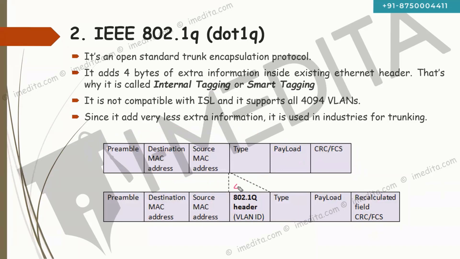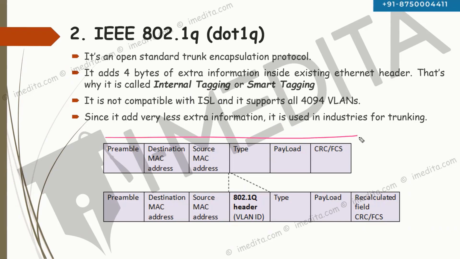It is just going to add 4 bytes of extra information in between the source MAC address and the type field. That 4 bytes of extra information is added inside the Ethernet header itself. So it adds 4 bytes of extra information inside the existing Ethernet header. That is why it is also called internal tagging or smart tagging. It is not compatible with ISL, and it supports all the 4094 VLANs. Since it adds very little extra information, it is used in industries for trunking nowadays.